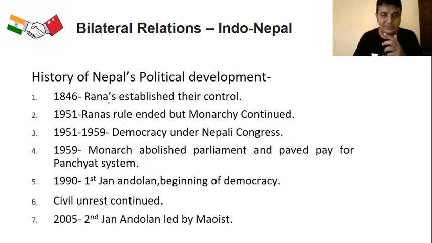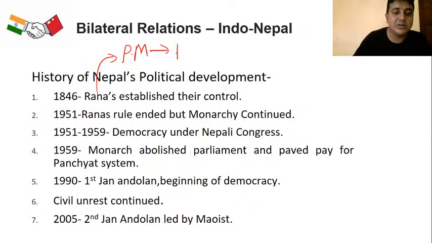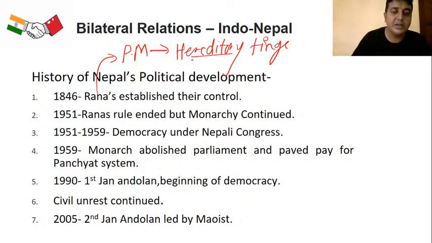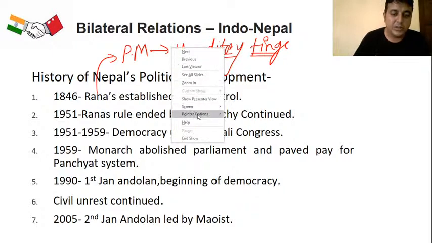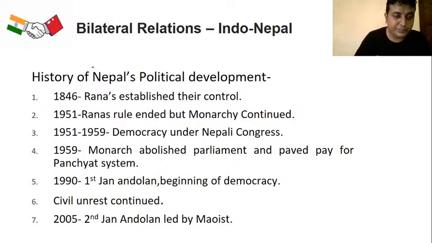Now we are going to discuss the political development in Nepal. Here in 1846, the Ranas established their control. Who were they? They were the prime ministers, and this office had a hereditary tinge. Basically one family acts as prime minister. If I want to give a historical example, the best example is the Peshwas in Maratha history. Peshwa was basically an office, but later on it became hereditary. Clear? So what happened here? The Ranas established their control, so basically the Ranas became the de facto rulers.